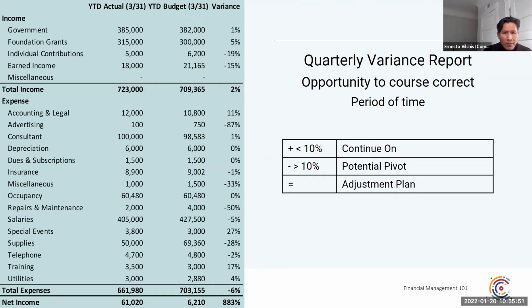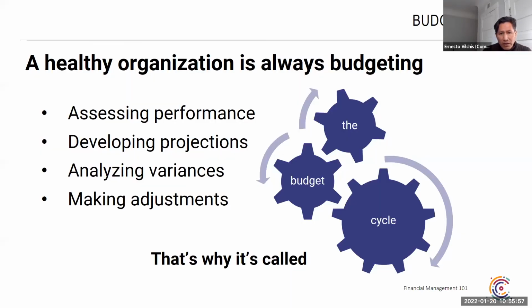The budget cycle, we always say that a healthy organization is always budgeting, and that's what that quarterly variance report is about: always assessing how you're doing, developing projections, looking at the variances between your projections and where you actually are today, making adjustments. That's why it's called the budgeting process, the budget cycle. You don't do it just once every year, you do it throughout the year and you make adjustments and you're always refining. It's not a static tool, it's always moving and navigating this process.